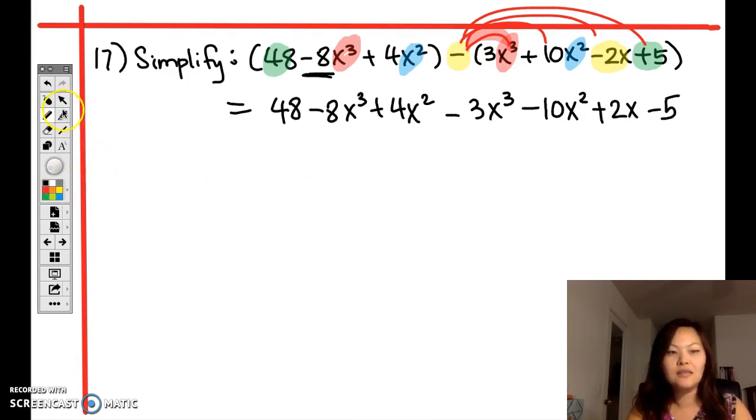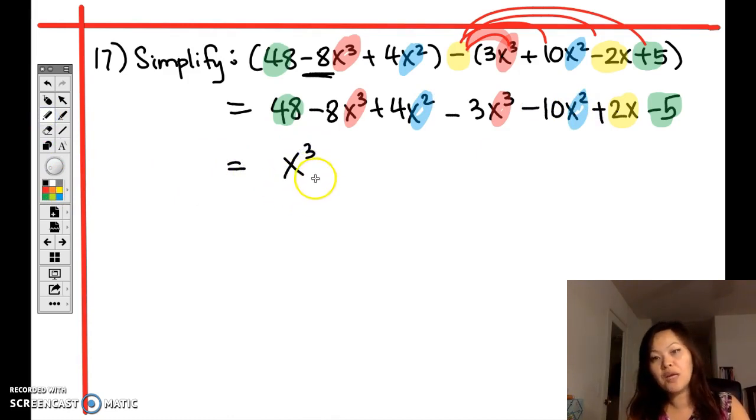So then let's combine like terms. I'll use the same colors, okay? So green for the numbers, and then yellow for the x because there was no other, and then red for the x cubed, and then blue for the x squared. Now let's combine them. So I'm going to start with x cubed because you gotta write your answer in standard form. -8 minus 3 is -11.